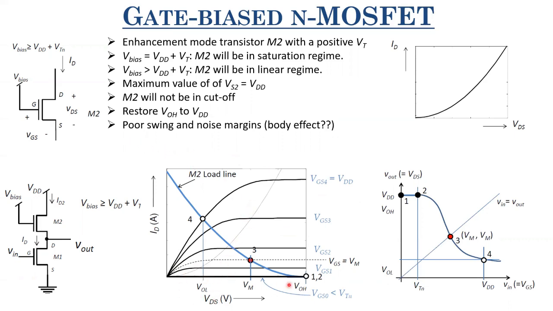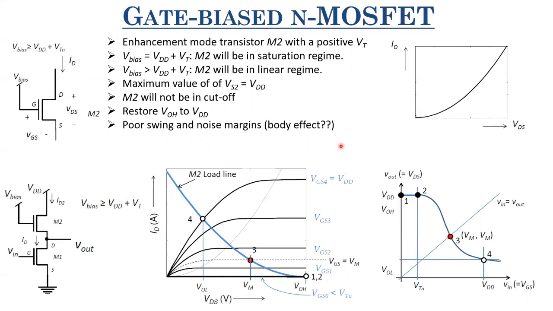So ideally, we want VOH to be VDD, VOL to be as small as 0, and then the output swing is large and the noise resilience is large. Here, since VOL is larger than 0, the noise margin will be smaller and the swing will be smaller. Here also you will have this impact of body effect.